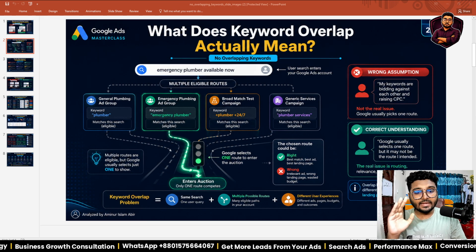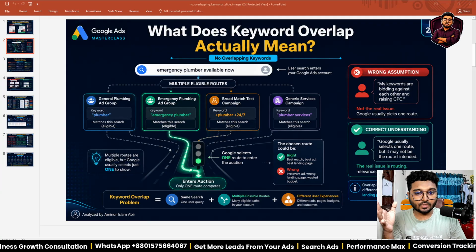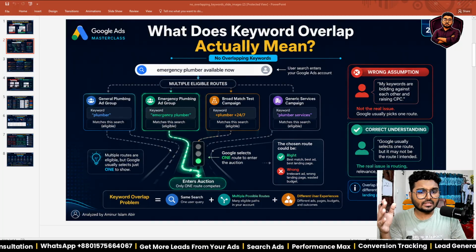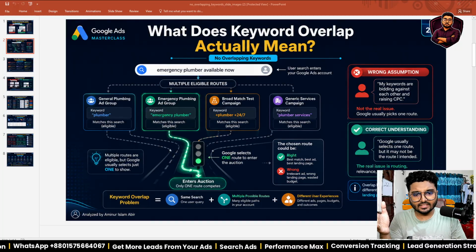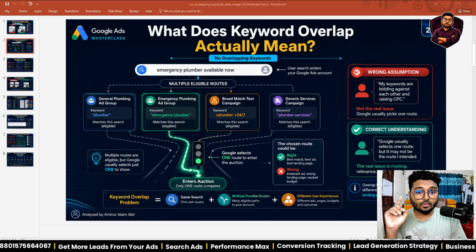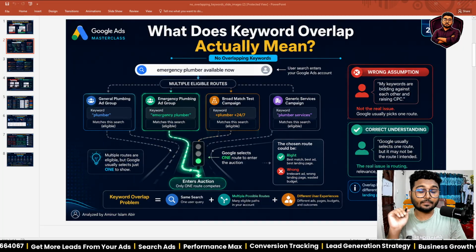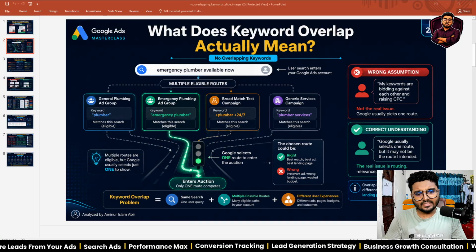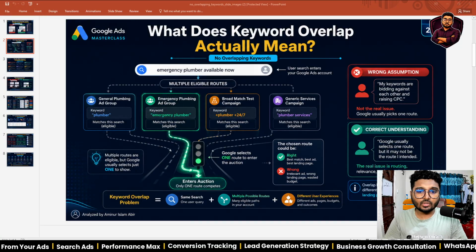Keyword overlap is mainly a routing and relevance problem. It can also create poor reporting, confusing optimization decisions, and weaker profitability analysis. The problem is not that several keywords are available. The problem is whether Google selected the best customer journey. So next, let's look at the 6 main ways keyword overlap can happen.